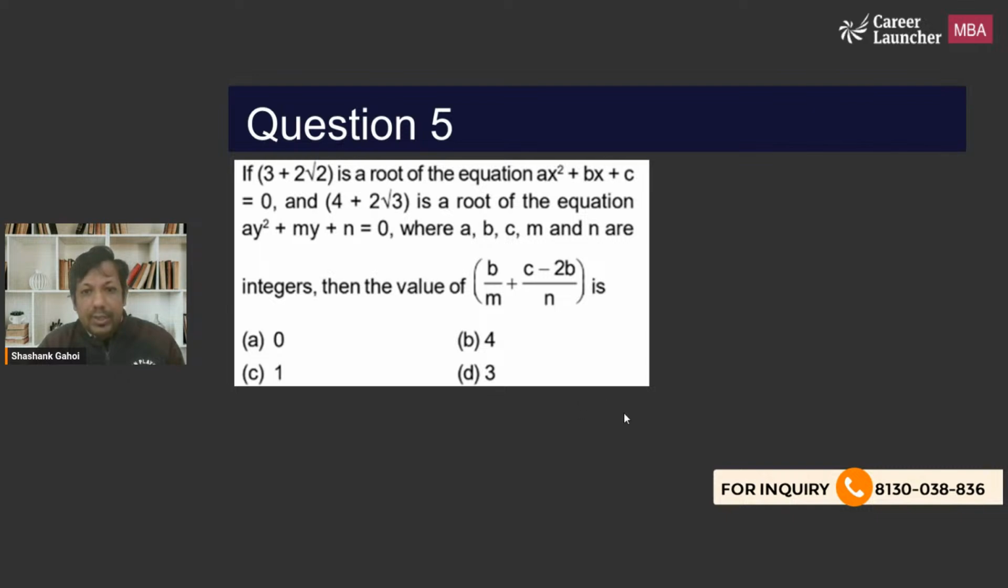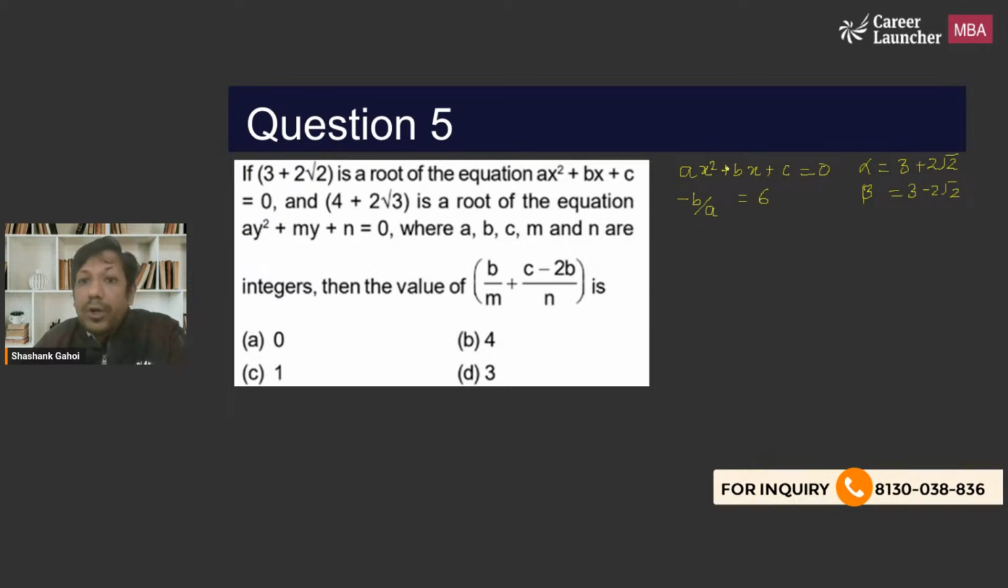Okay, so let's see. I have the first equation, ax square plus bx plus c equal to 0. Let's say it has roots alpha and beta. So alpha is equal to 3 plus 2 root 2, then beta is equal to 3 minus 2 root 2. Okay. Now I'm going to calculate the sum of roots, that is minus b upon a, and that is going to be 6.